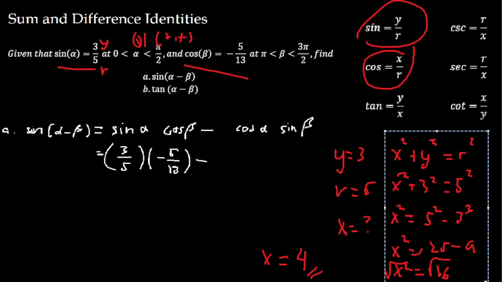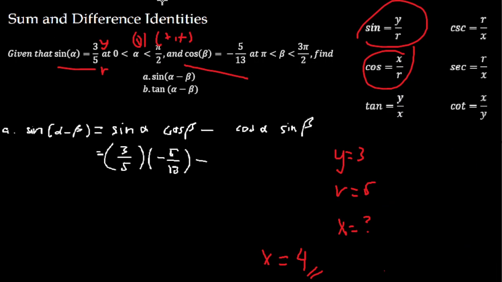However, if it's located at, let's say, quadrant 2, quadrant 3, or quadrant 4, for example quadrant 3, the signs are negative and negative, so our x will be negative as well. But here, since it's quadrant 1, our x will be positive. So our x is positive 4. So lagay lang natin yun dyan.